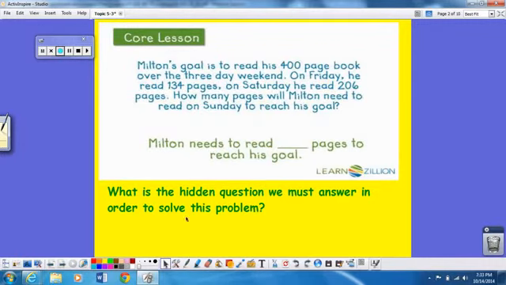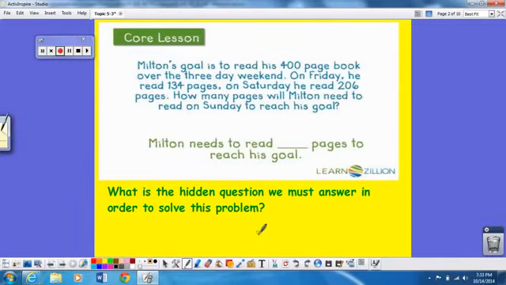So if we look at the same problem, I just have it on another slide. If we look at the problem a little bit more in depth, we know that Milton wants to read this book over 3 days. We know it's 400 pages long. We know he's already read some of the book. If you will stop after every word problem and just either jot down or say to yourself, what do we already know? It becomes very helpful.